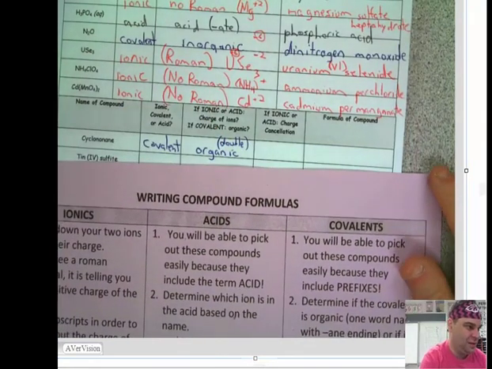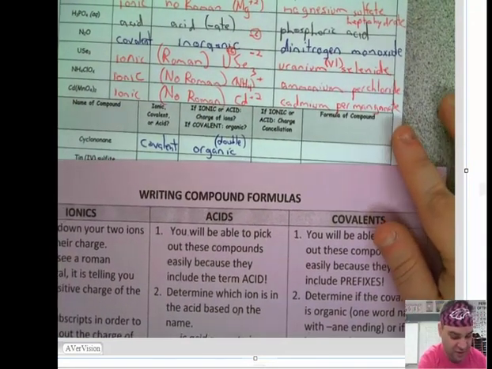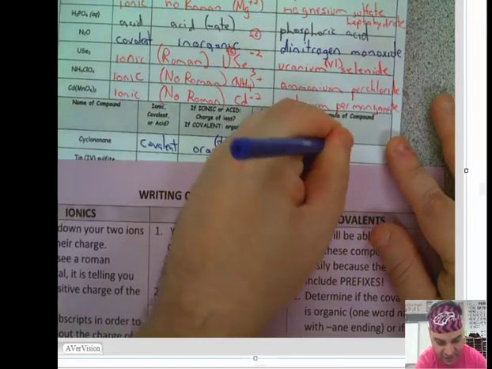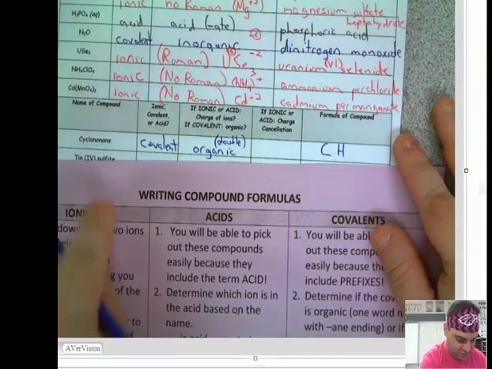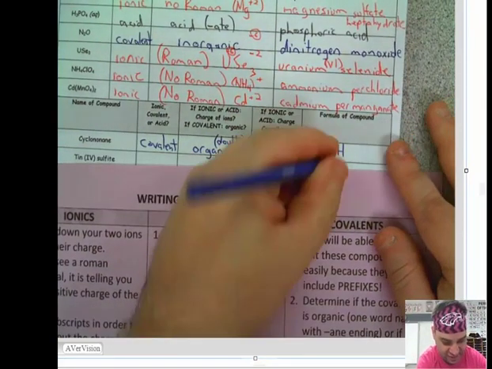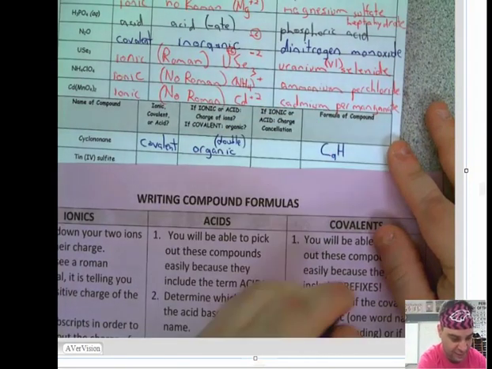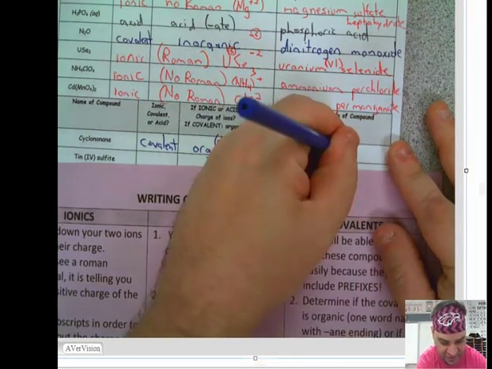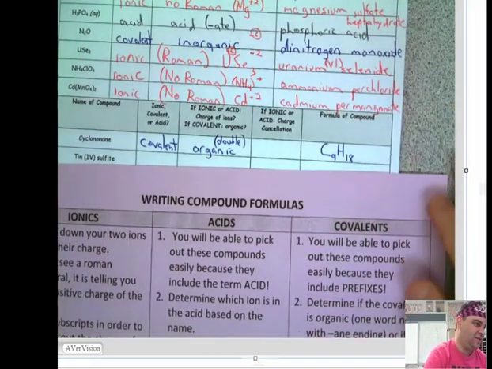Okay. So these are your hydrocarbons. So you have your C and your H here. You know the prefix "non-" from the other side says it's 9. And then you double for the hydrogen, so it's C9H18.